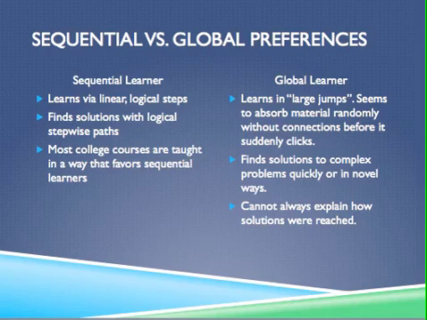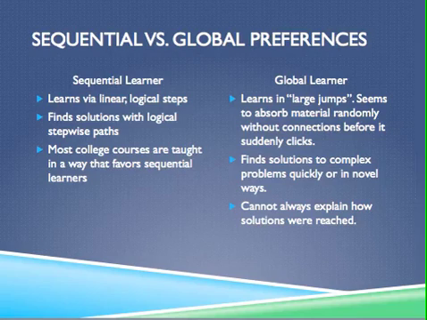Generally, sequential learners learn in logical steps from one place to another. They tend to like things like timelines. They find solutions with logical stepwise paths. They like to follow directions to determine results. Most college courses are taught in a way that favors sequential learners. You learn the first concept, then the second concept as related to the first concept, and so on.